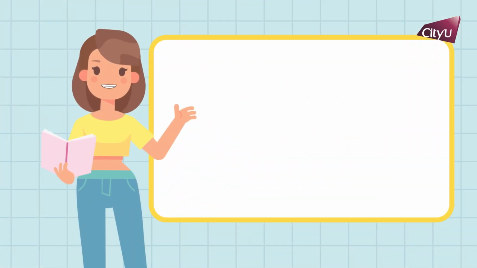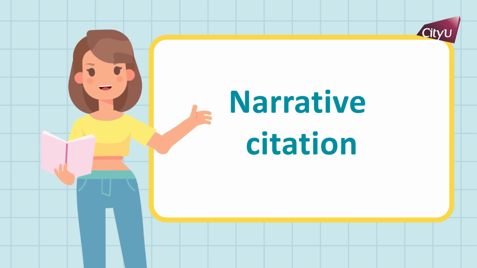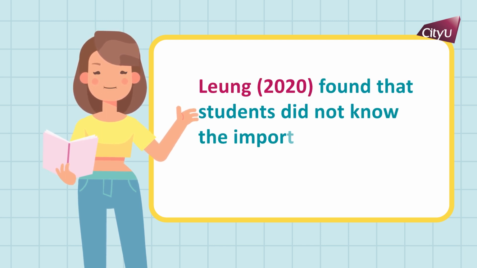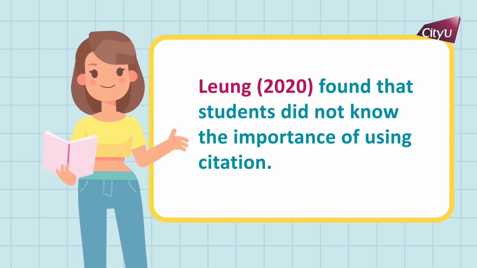Another way to do in-text citation is narrative citation. Narrative citations incorporate citation information into the text as part of the sentence. So you should put the year of publication in brackets after the author's surname, just like this. Learn (2020) found that students did not know the importance of using citation.